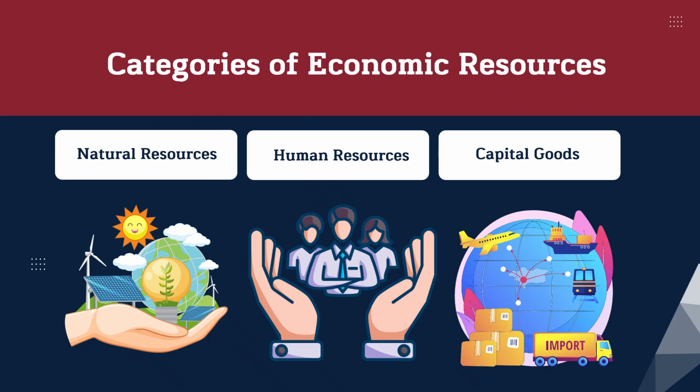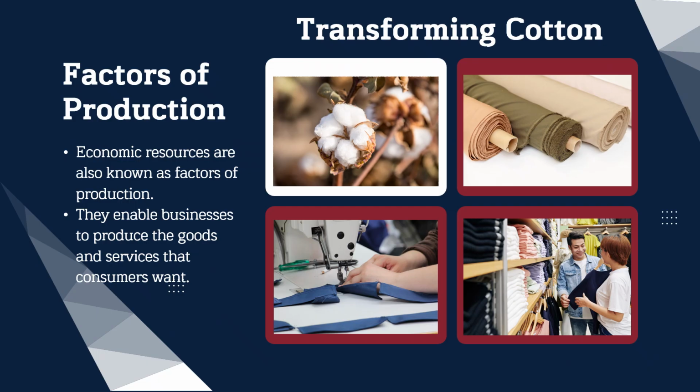Now, economic resources come in three categories: natural resources, human resources, and capital goods. Economic resources are, of course, factors of production, and they enable businesses to produce the goods and services that consumers want. For example, transforming cotton, taking it from the cotton boll, turning it into sheets of cloth, the cloth being sent to a factory to be sewn into pants and shirts, and then distributed and sold at retailers across the nation.